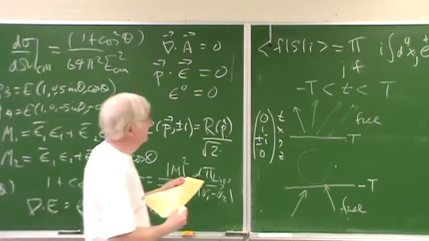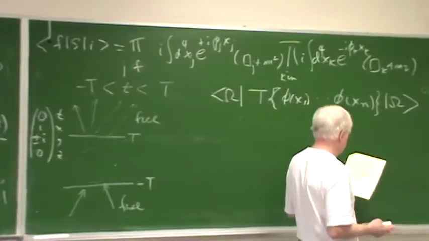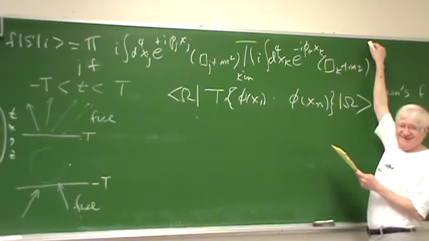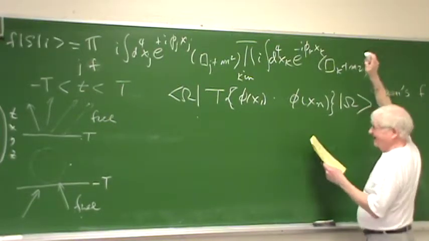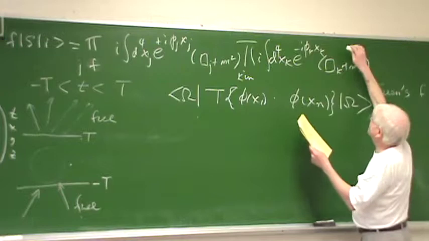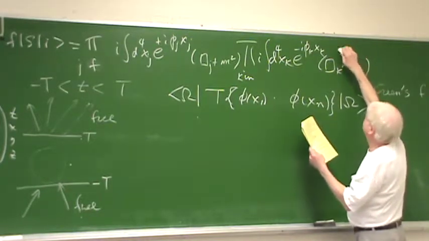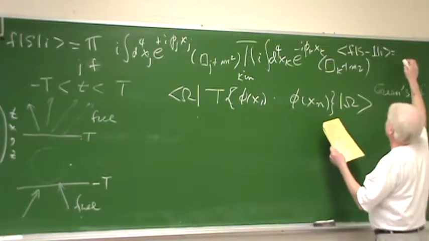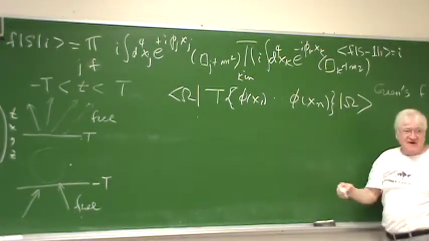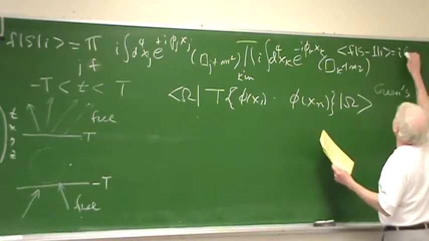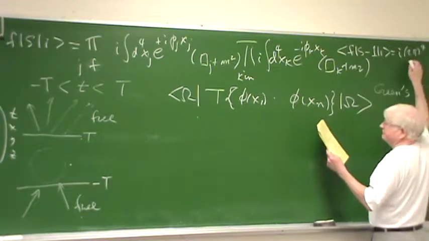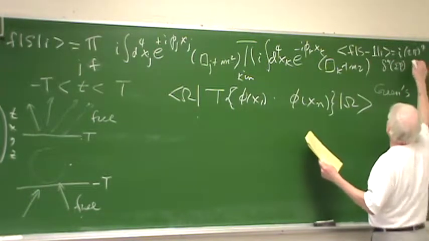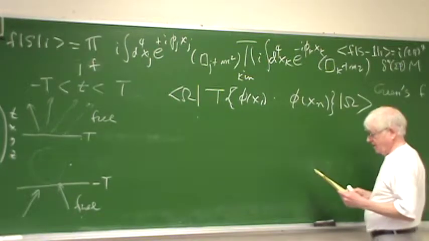And remember that we have, I'm trying to use as much board as possible. It certainly makes it interesting. Well, once you start erasing, everything gets cloudy. So S minus the identity, this is going to be i, that's the fetish factor, 2 pi to the 4th, delta 4 for total energy momentum conservation, and then the matrix element.